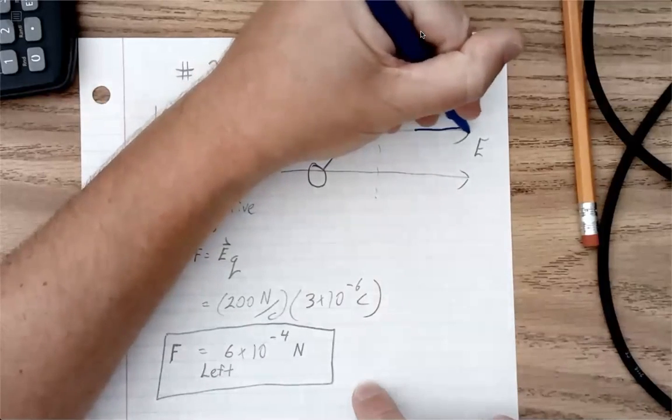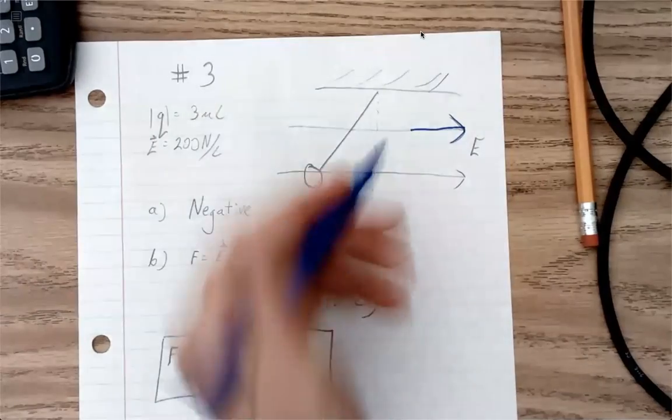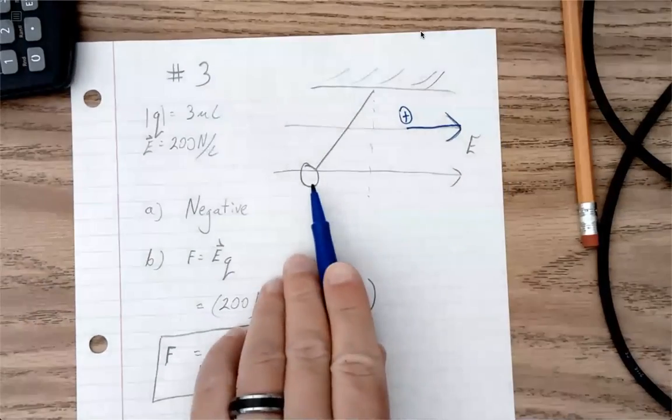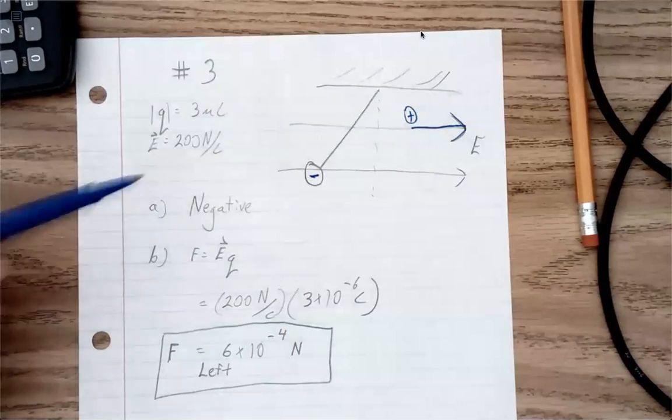It's pointing to the right. That shows the direction that this positive charge would go. A positive charge would go this way. Therefore, when we see this going the other way, this has to be a negative. So that's why the answer for A is negative.